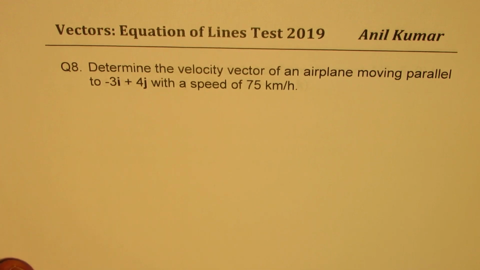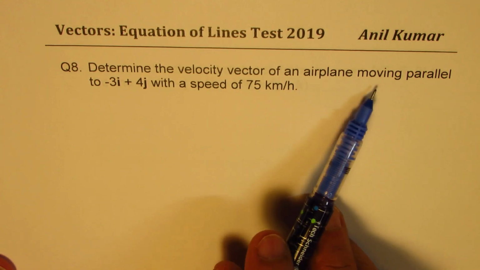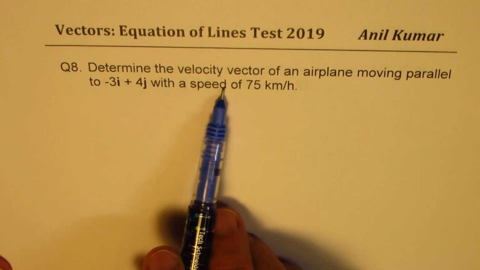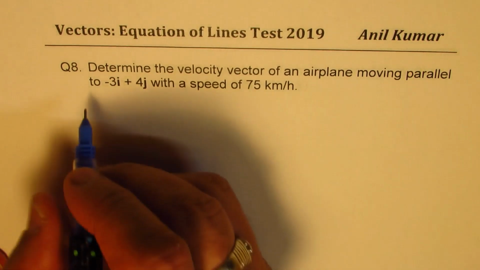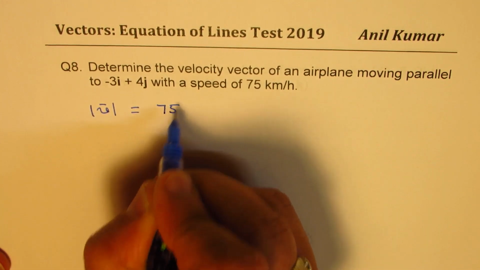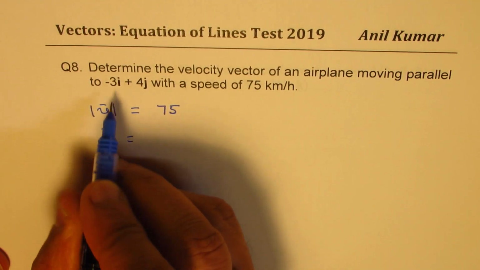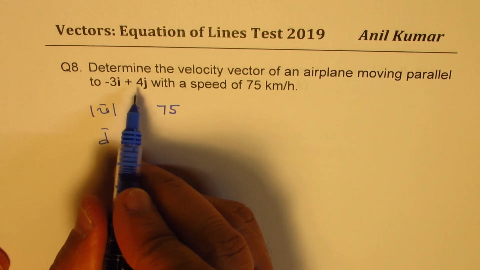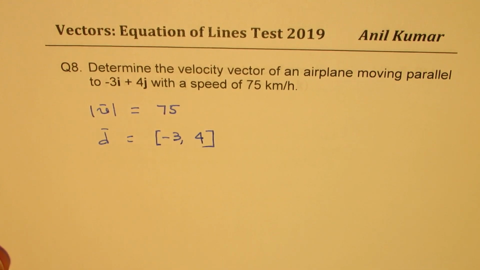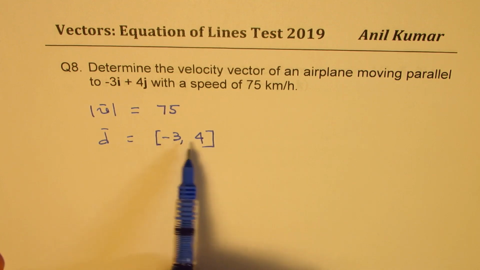Question number 8. Determine the velocity vector of an airplane moving parallel to minus 3i plus 4j with a speed of 75 kilometers. So here we are given the magnitude of our velocity vector, which is 75, correct? We are also given direction, so it is the direction of minus 3i plus 4j. So the direction here is minus 3 and 4. Now we want a vector with magnitude of 75 in this particular direction.